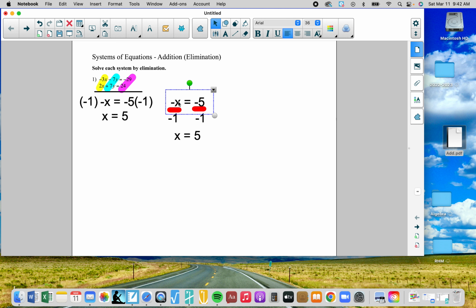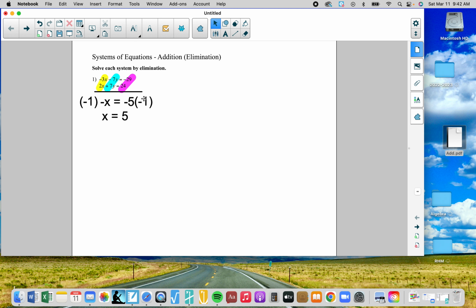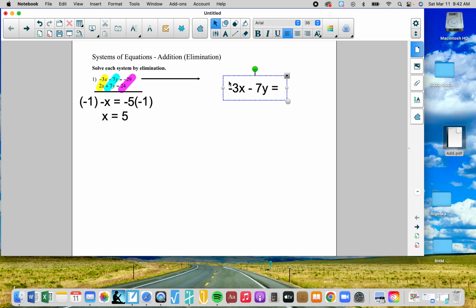But I'm going to erase this so you're not confused on the notes. And so now that we've found our solution for x, we're going to go back and plug it back in. So we need to plug it back into one of these equations. I'll take the top one in this example. So we have negative 3x minus 7y equals negative 29. And then we're going to plug in x equals 5.